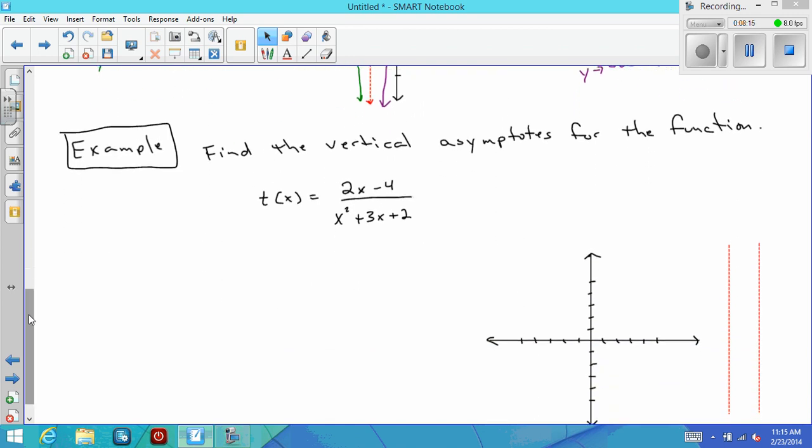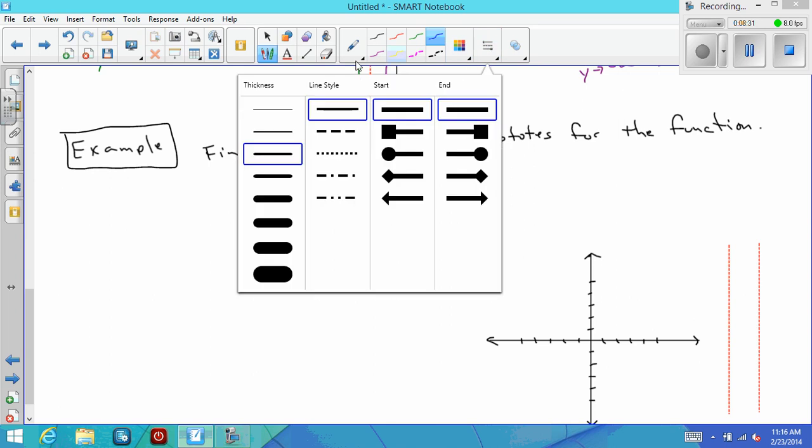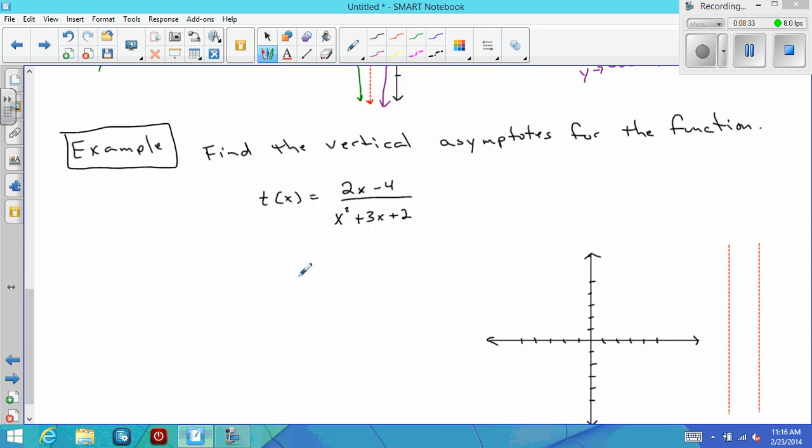Here's an example. We want to find the vertical asymptotes for the function t of x equals 2x minus 4 over x squared plus 3x plus 2. Let me get my pen here. Let's do this in blue. And now the vertical asymptotes, as I stated before, is when the denominator is equal to 0. So we need to set the denominator equal to 0.